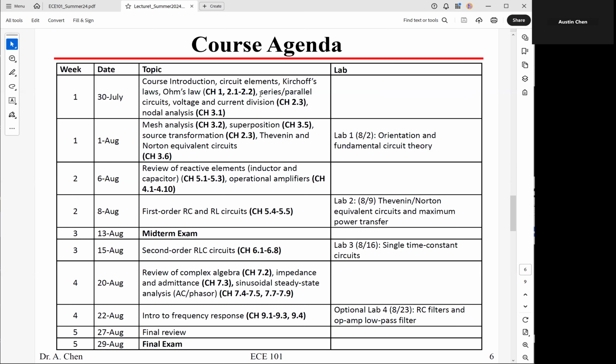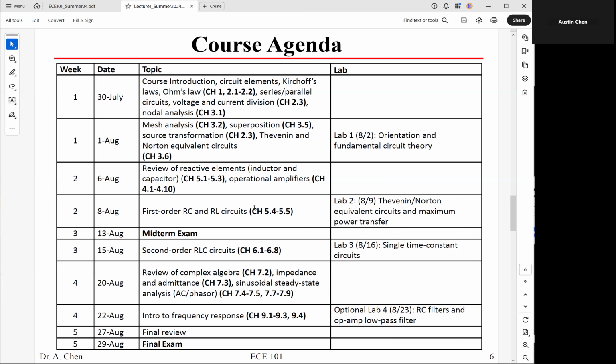Here's the course agenda. So the course can be broken down into three major sessions. So first, we will look at some of the circuit laws, KCL, KVL, Ohm's laws, and then we will look at several different circuit analysis techniques, including voltage division, current division, nodal analysis, mesh analysis, superposition, source transformation, and lastly, Thevenin and Norton equivalent circuits. I have also listed the chapters for reading assignment over here.